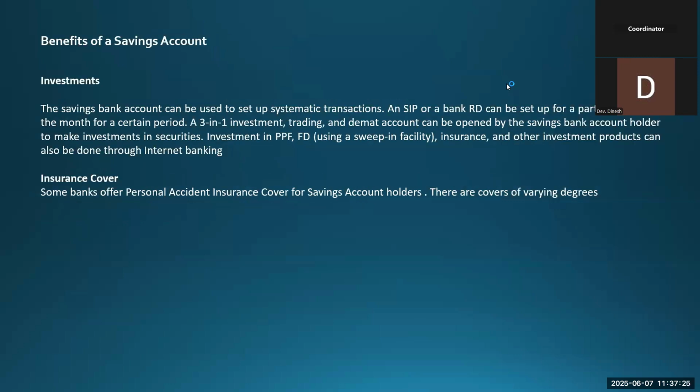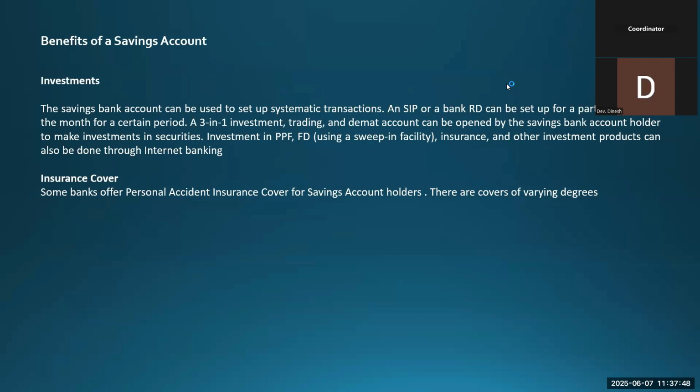Benefits of a savings account, some additional benefits of a savings account. Savings account can be used for investments. You can book an SIP or a recurring deposit, fixed deposit, trading account, 3-in-1 trading account, Demat account can be opened. Investment in PPF, fixed deposits, insurance, other investment products could be done through internet banking itself.